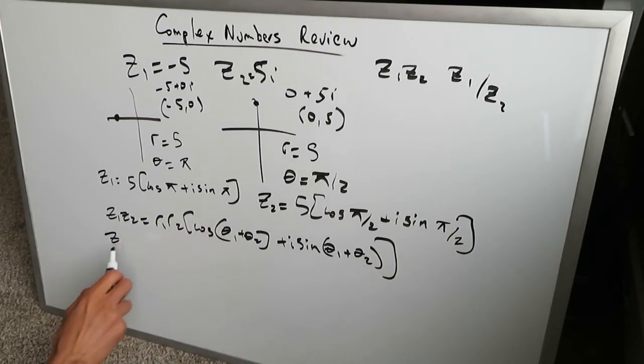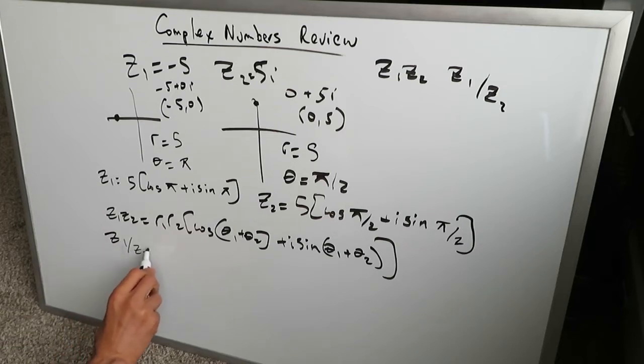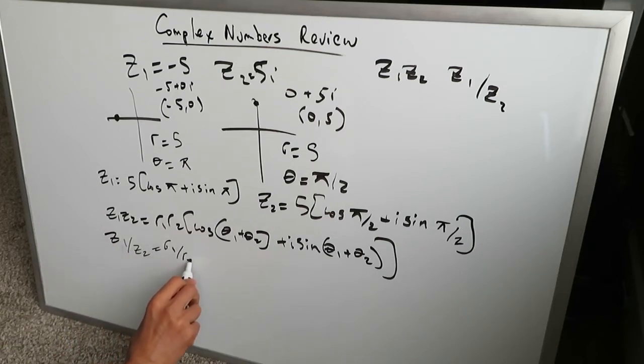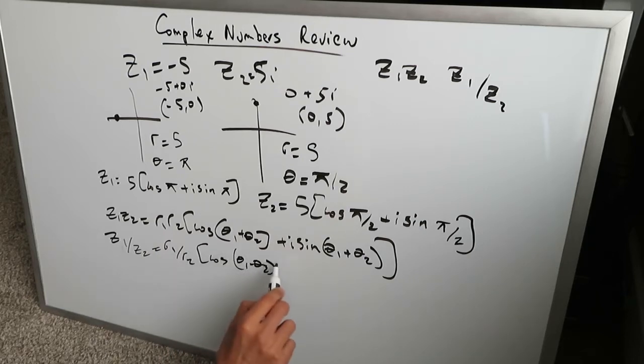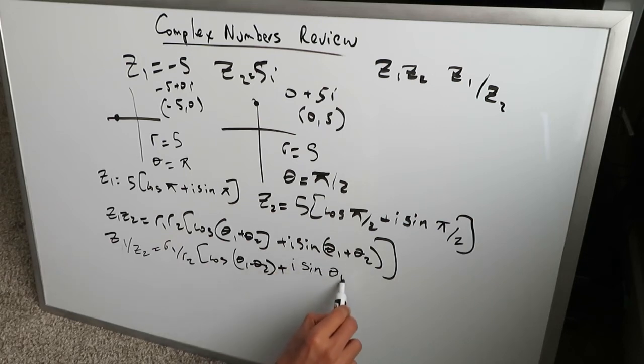Z1 divided by Z2 is not a difficult formula, it's just R1 over R2, and then you end up subtracting these angles. Theta 1 minus theta 2, and you still have a plus over here, plus i sine theta 1 minus theta 2. You just have to plug in what you have into these formulas.